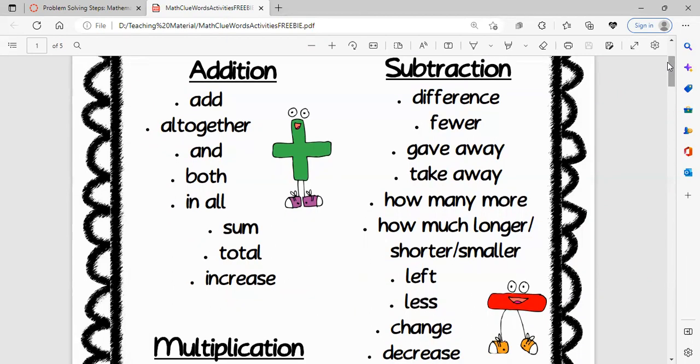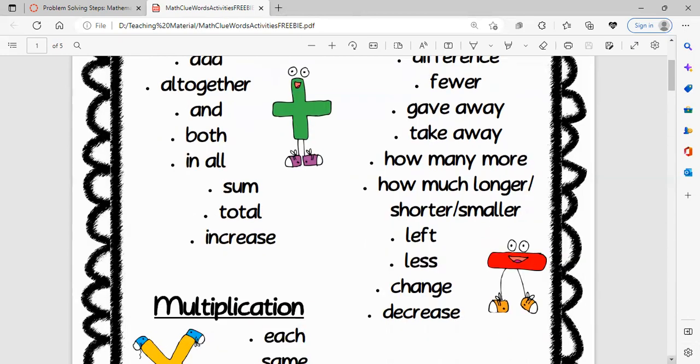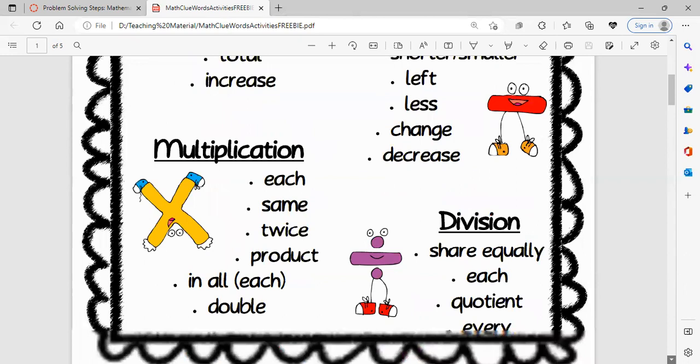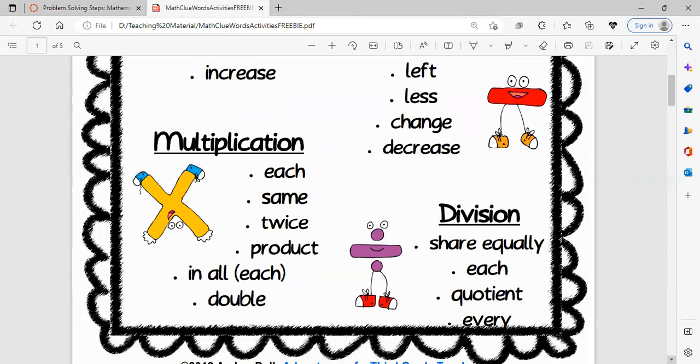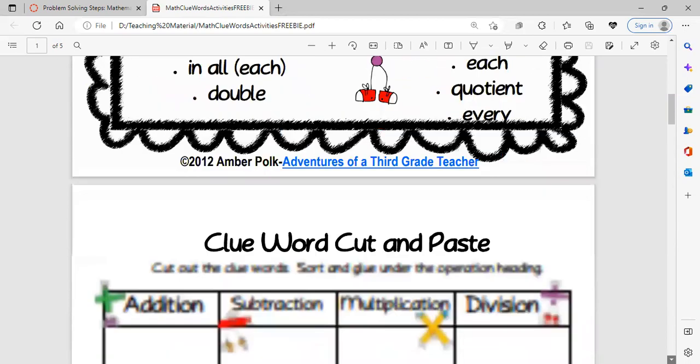Subtraction: difference, fewer, gave away, take away, how much more, how much longer, shorter or smaller, left, less, change, decrease. All right, some of the multiplication keywords are each, same, twice, product, in all. Each must be in that sentence as well. Double. Some of the division keywords are share equally, each, quotient, and every. All right, so let's look at the problem.